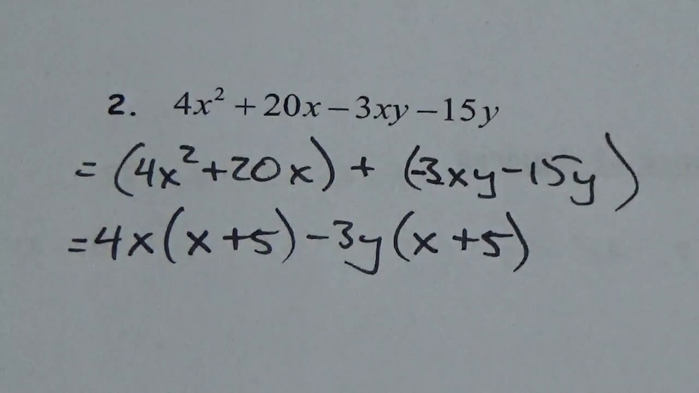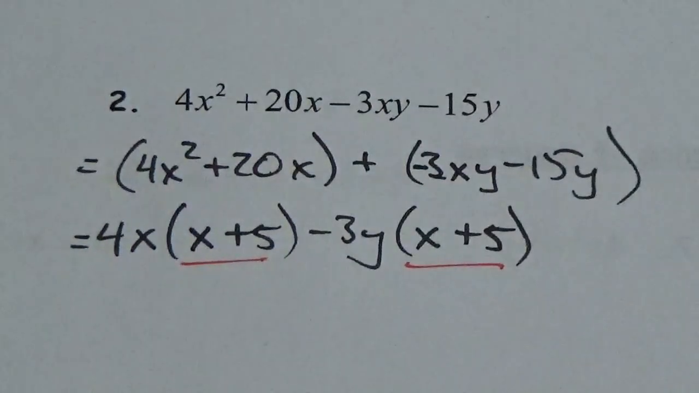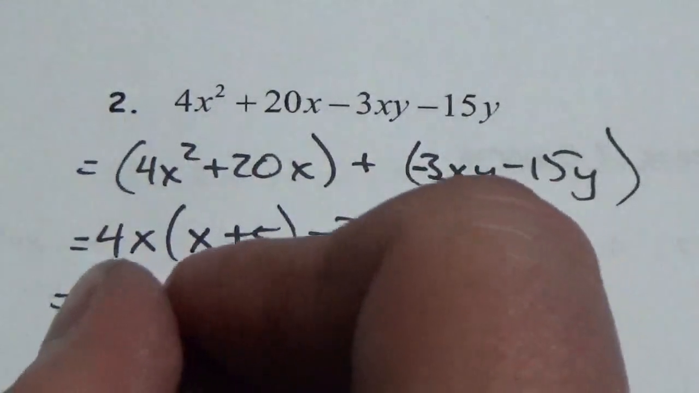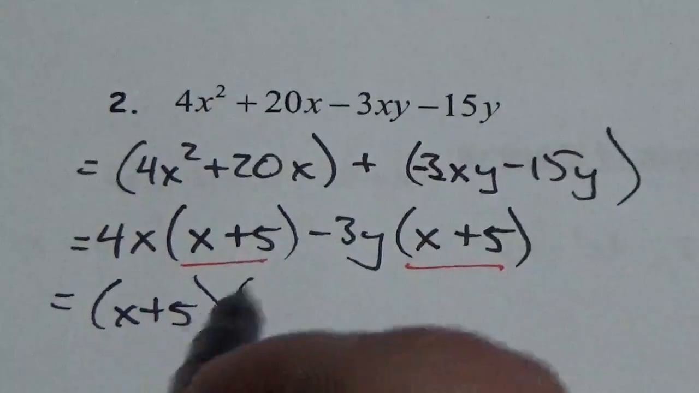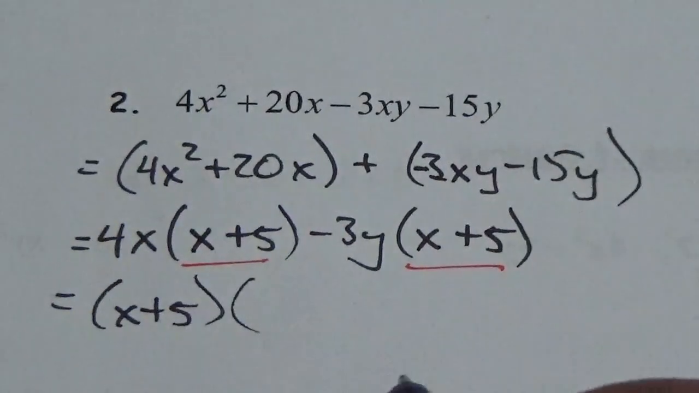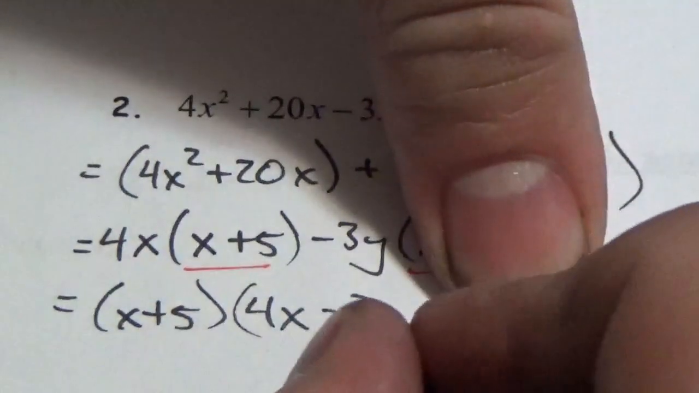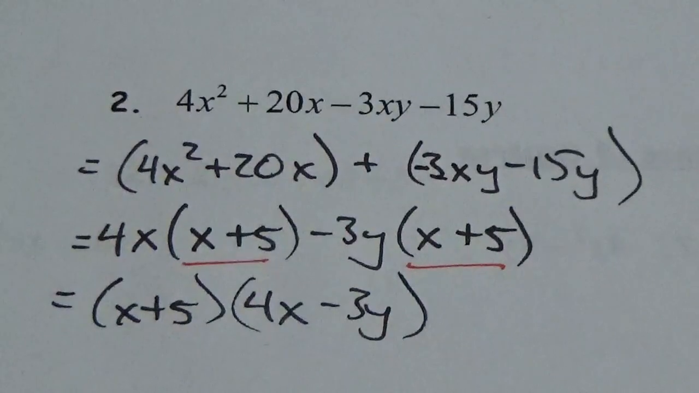And so again, I know that I'm doing this right because I can see that common binomial factor right there. So now I can take that out, and I will be left with x plus 5 multiplied by, well, what did I distribute the x plus 5 to? Well, 4x minus 3y. And there we go. That is the answer in factored form.